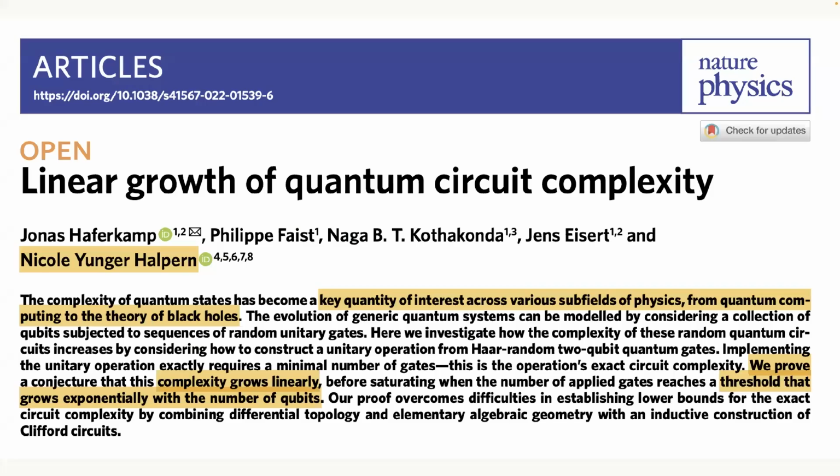And again, there's Nicole Yunger Halpern, who is also involved in our effort in MathQuantum. They published a paper where they show that the linear growth of quantum circuit complexity is actually true. They have a proof that the complexity grows linearly, and then there's a threshold which grows exponentially with the number of qubits. So there is research about these things within the MathQuantum effort.